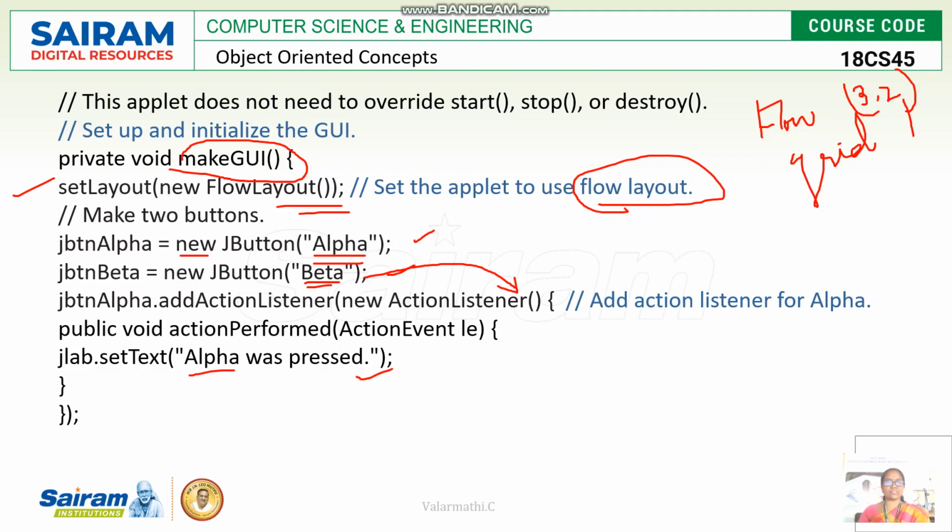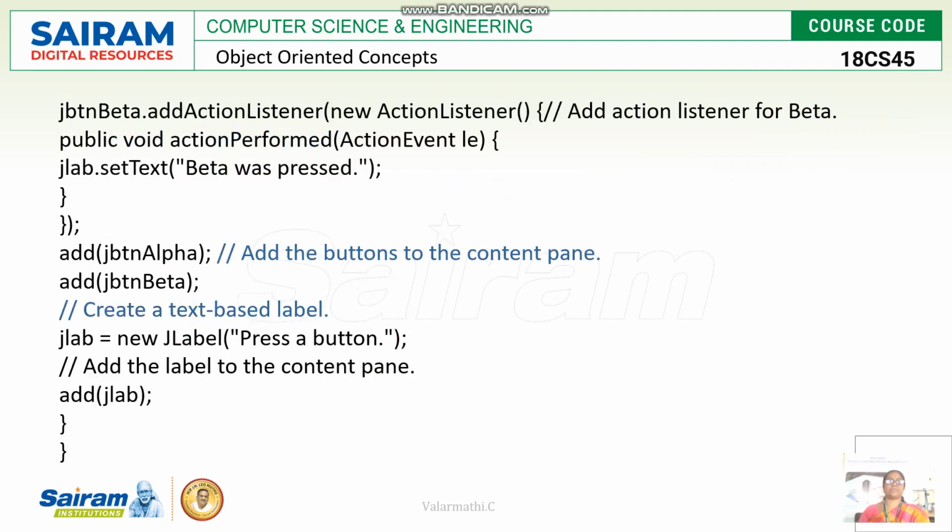Whenever the action listener is added, it should be written inside the listener class itself by using the actionPerformed method. actionPerformed is one of the methods which takes an ActionEvent. Whenever the action is performed by a particular button, JButton alpha, it will print a text message, alpha was pressed. Then similarly for the beta button, the same kind of action listener is written with actionPerformed, with the message beta was pressed.